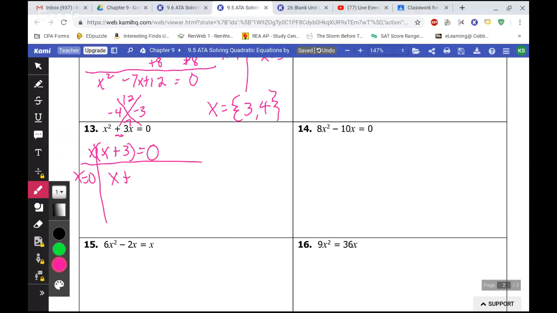And then x plus 3 equals 0. Subtract 3 from both sides, and x equals -3. So I have a solution set of -3, 0.